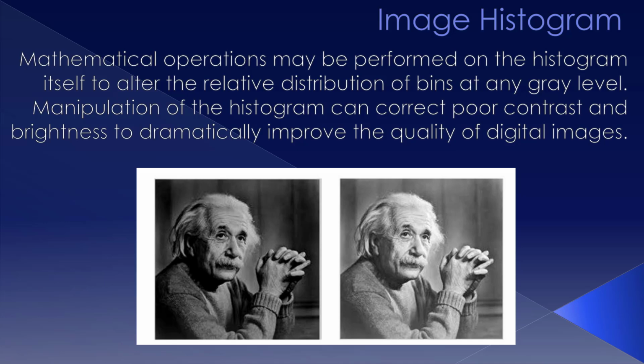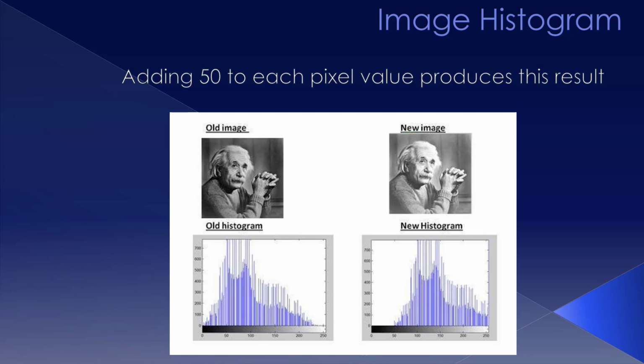So, mathematical operations may be performed on the histogram itself to alter the relative distribution of bins at any gray level. When we manipulate a histogram, we can correct poor contrast and brightness to dramatically improve the quality of digital images. Comparing these images of Einstein, the one on the left has more shadow and is darker, and then on the right, if you focus on his right cheek and right ear, you can see more details, for example. So this is the result of manipulating the histogram of the image.